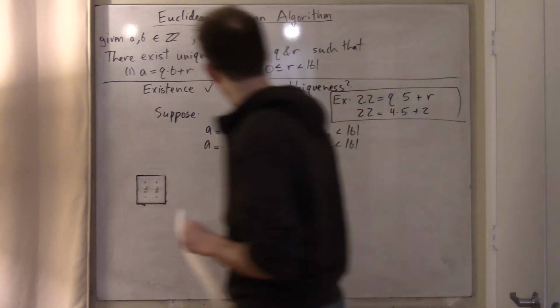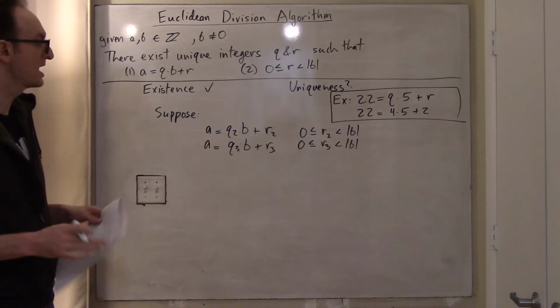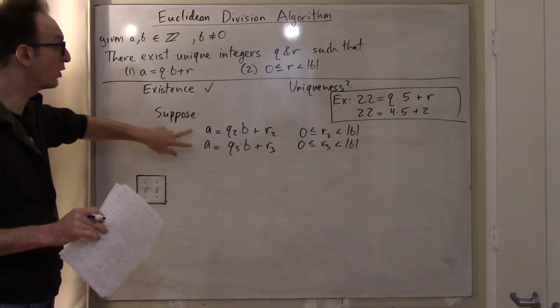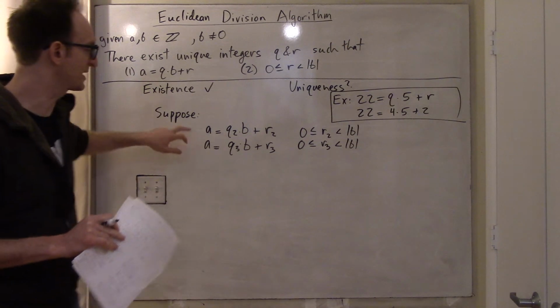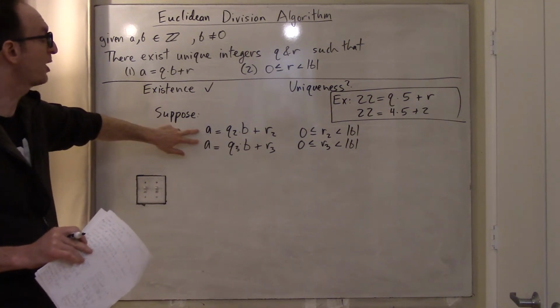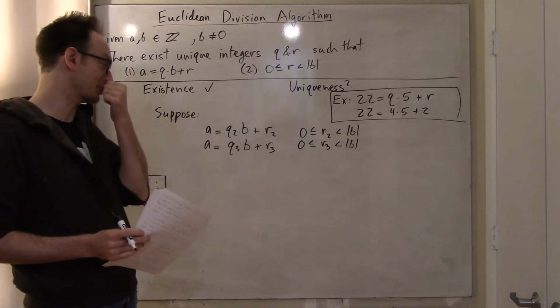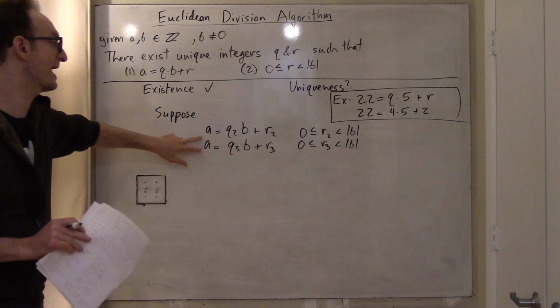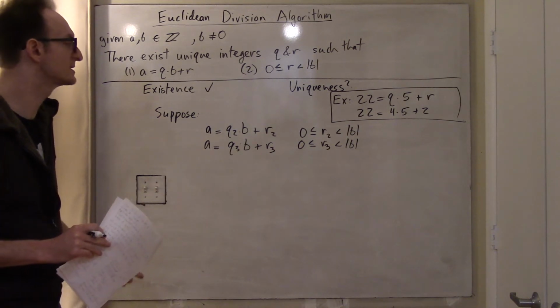Okay, and it's not exactly a proof by contradiction that I'm going to do right now. It's kind of like a proof by contradiction, but instead of supposing that there are two distinct ways of doing this and showing that that leads to a contradiction, I'll just suppose that I have two ways, and then I'll show that those ways must be the same.